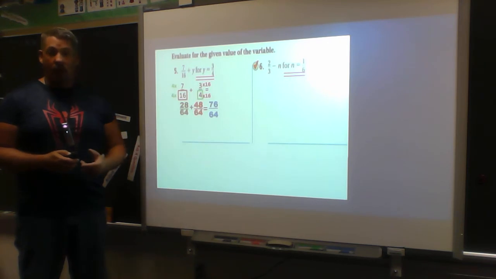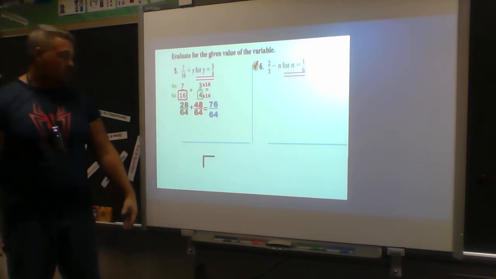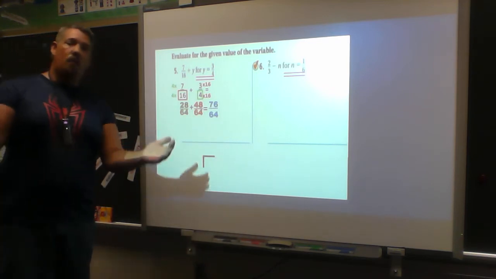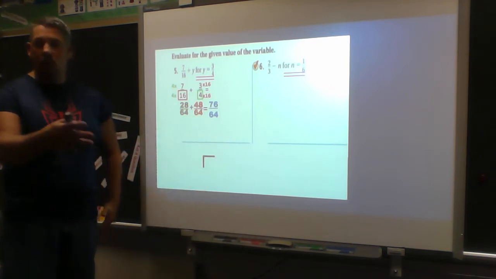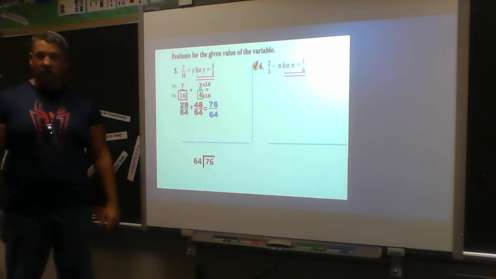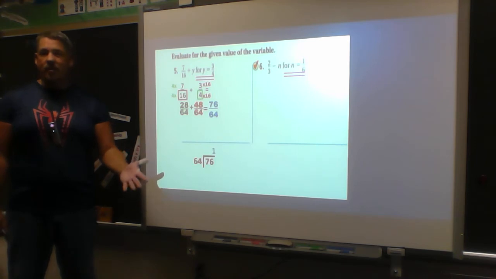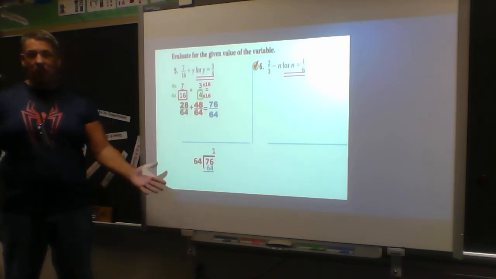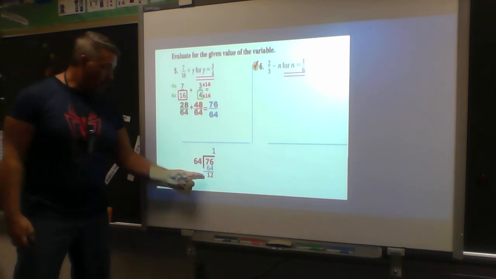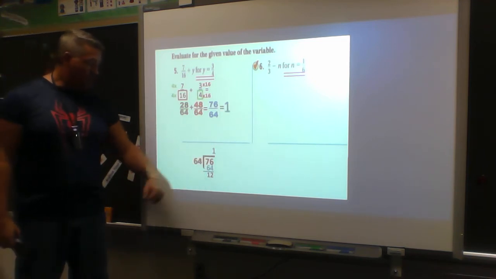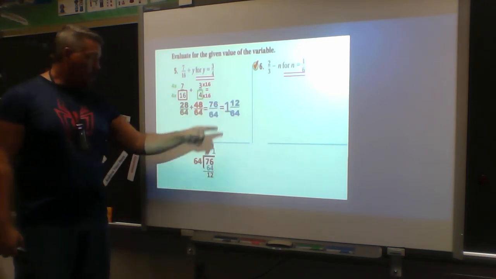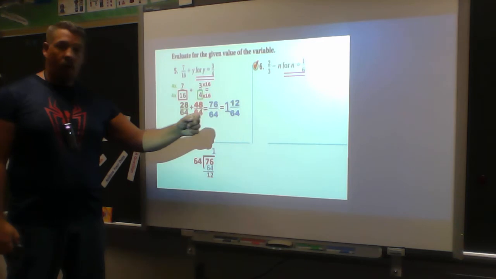76. Now I'm improper. So instead of reducing first, which I could because they're even, I'm going to show you that I can divide first and then reduce when I'm at the end. So I'm going to take my 76 and divide it by 64. That goes in one even time, because 1 times 64 is 64, and then when I subtract them, I get a remainder of 12. Once again, my remainder is my numerator, and my divisor is my denominator. So I have one whole, a numerator of 12, and a denominator of 64.